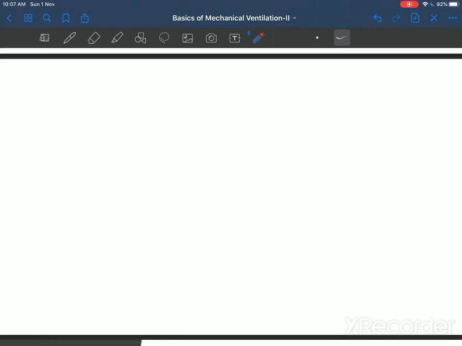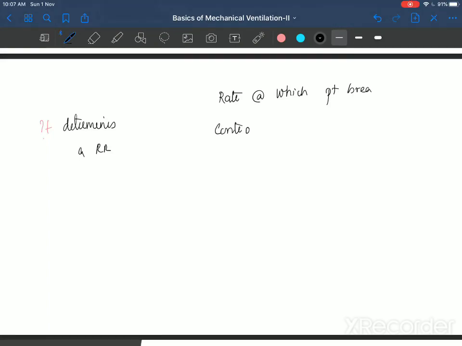Right. So assist control or hybrid trigger, what determines the respiratory rate? We already discussed. What determines a respiratory rate? Basically the rate at which the patient breathes. Suppose you have a control at 10 per minute, or 1 every 6 seconds. Both are the same. Correct. My mathematics is weak, but assume this is correct.